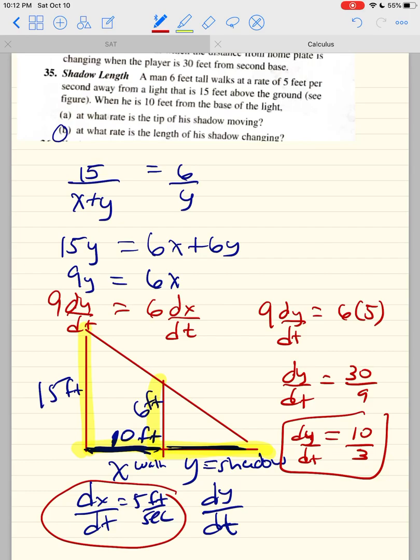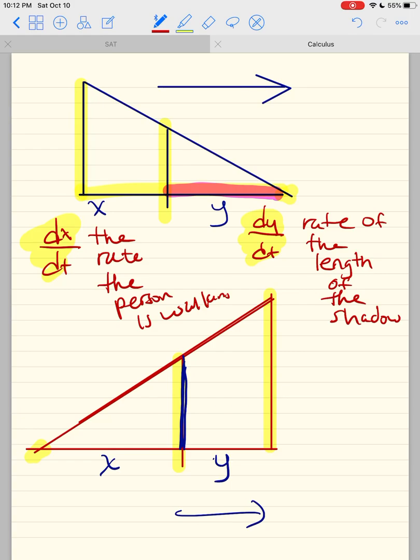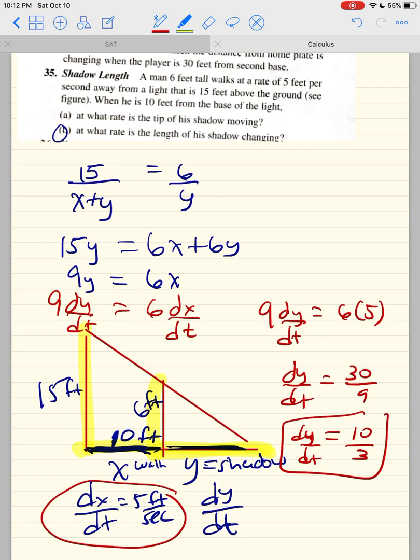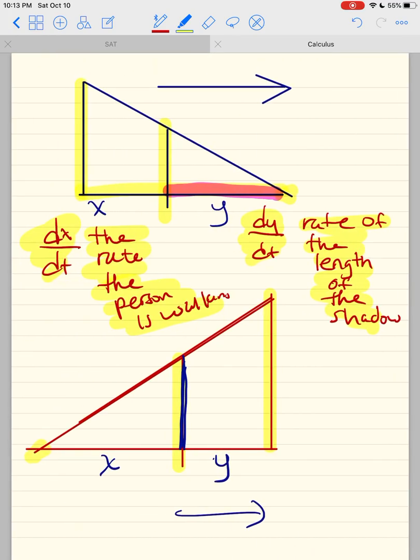The reason why I did this before I did part A was because in my previous slide I said if you take the rate that the person is walking plus the rate of the length of the shadow, so this is the rate of the length of the shadow changing and the rate of the person walking, and you add them together, you basically get part A. So part A, they want you to get the entire thing, and then part B, they wanted you to subtract the 5 feet. So all you have to remember for this problem is to set up a proportion.